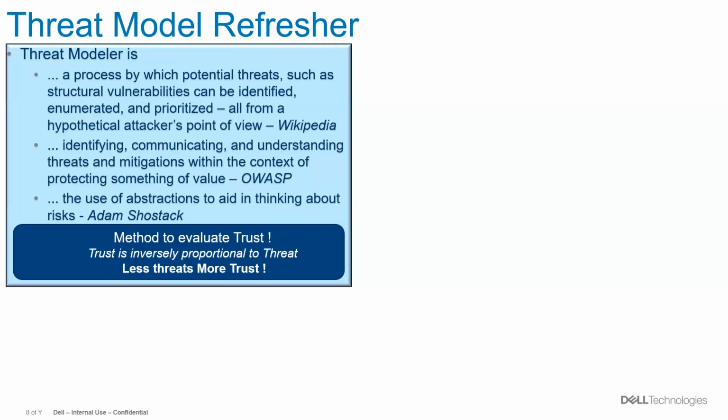It is a process by which threats can be identified and prioritized from an attacker's point of view. And there is another definition that talks about threats and mitigations in the context of protecting your assets, or protecting something that you consider as valuable. There's another definition that talks about how you use abstractions, which is a very interesting term, abstractions to think about risks.